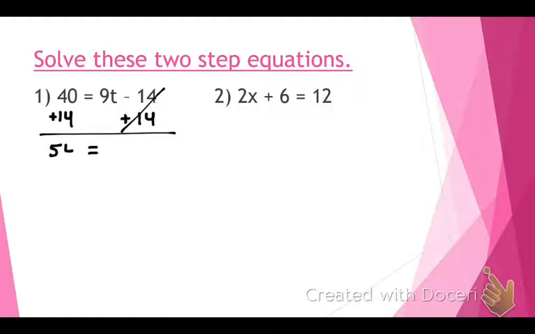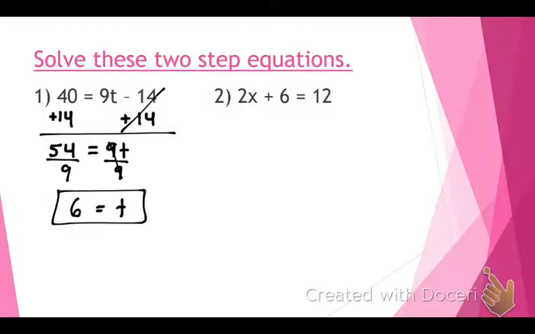And what do I bring down on the right side? 9t. Good job. How do I get that t by itself? Divide by 9. Okay, what you do to one side, you've got to do to the other. What do you get? 6. t equals 6. How many of you had that correct on your review sheet already? All right, excellent.